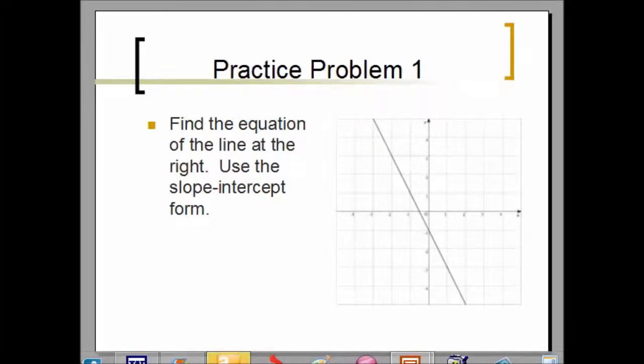In practice problem 1, you are given a graph. Find the equation of the line at right. Use the slope-intercept form.